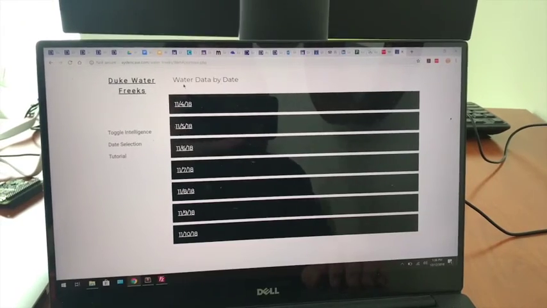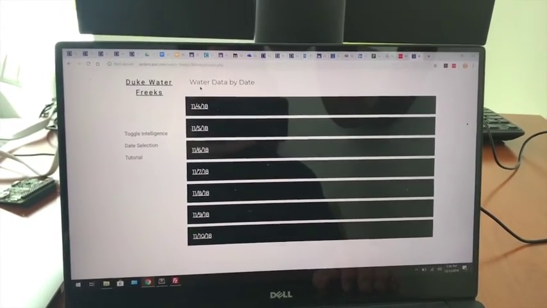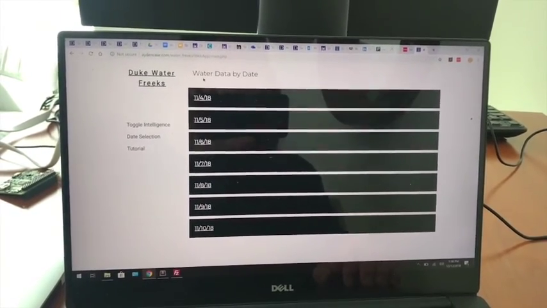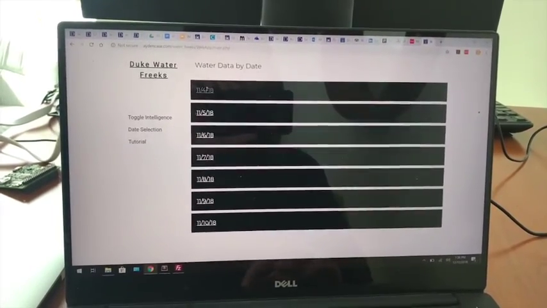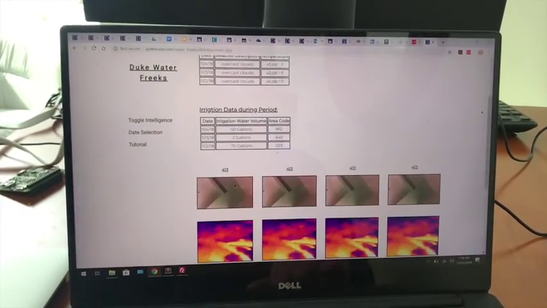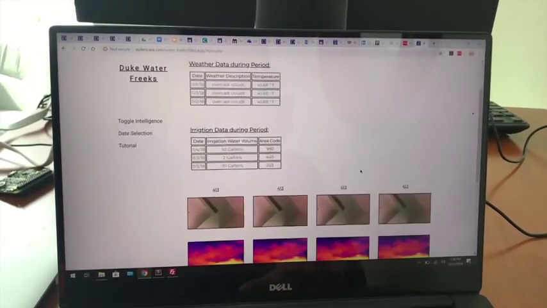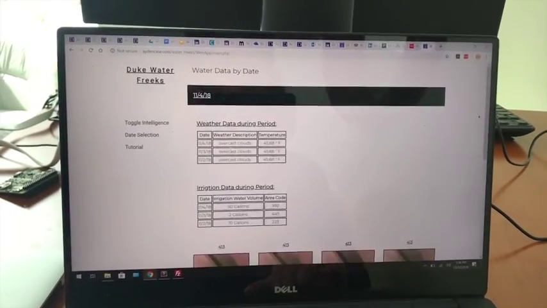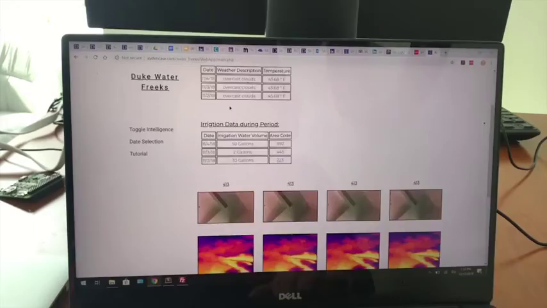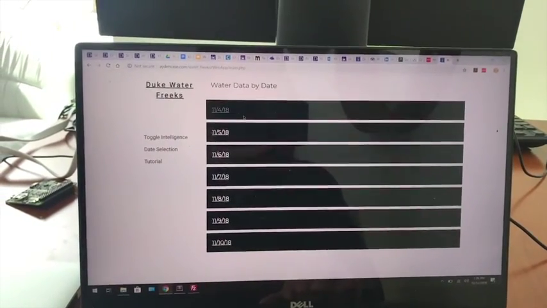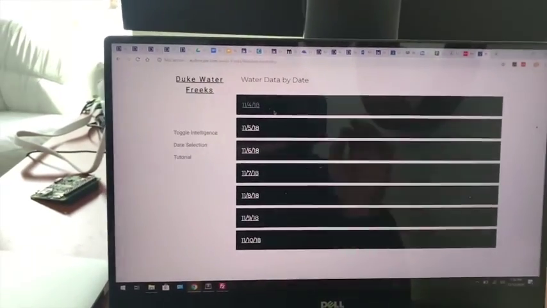Once the images are taken, they are transferred from the Raspberry Pi to the web interface using a USB stick. As you can see, the images taken by the Raspberry Pi are loaded into this interface alongside weather and irrigation data. The next step in our process is image processing and intelligent detection.